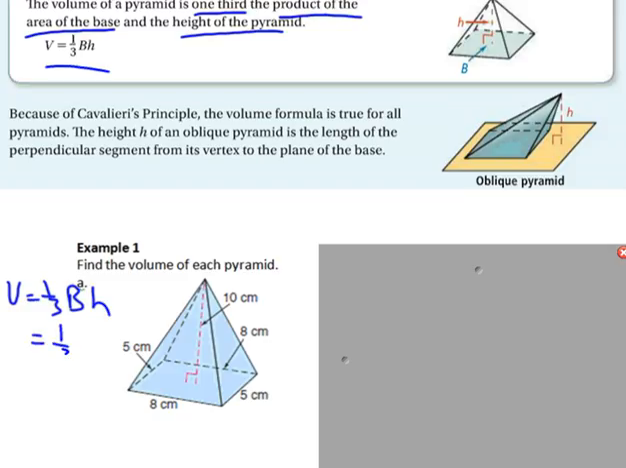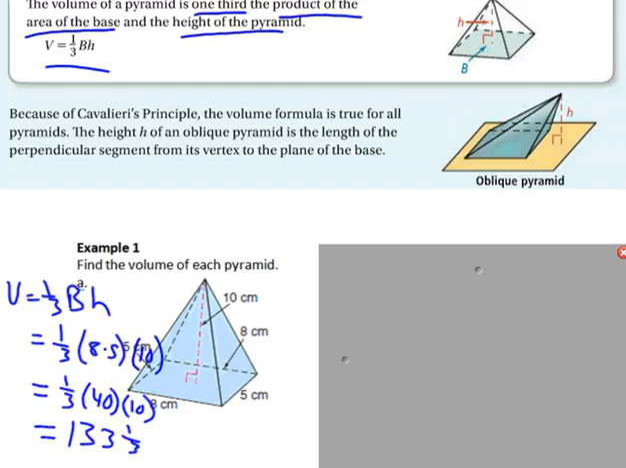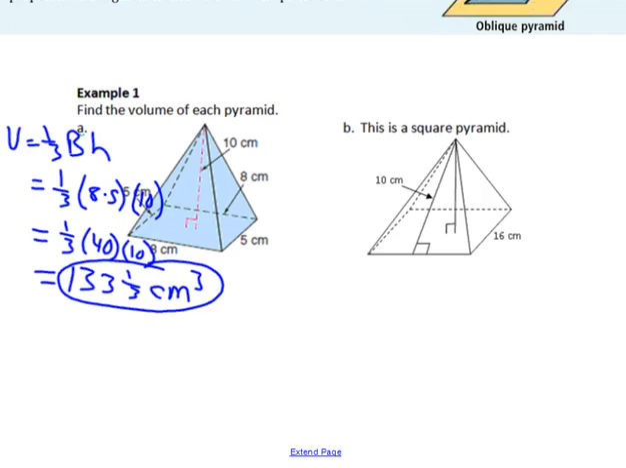So the volume for this one will be 1/3. Area of the base is 8 times 5, which is 40. And we're given the height, which is 10. Now it's just simple computations. 1/3 times 40 times 10, or 1/3 of 400, equals 133 1/3, or 133.33 repeating, centimeters cubed. Don't forget that when we're dealing with the volume inside a three-dimensional object, that is a cubed unit.